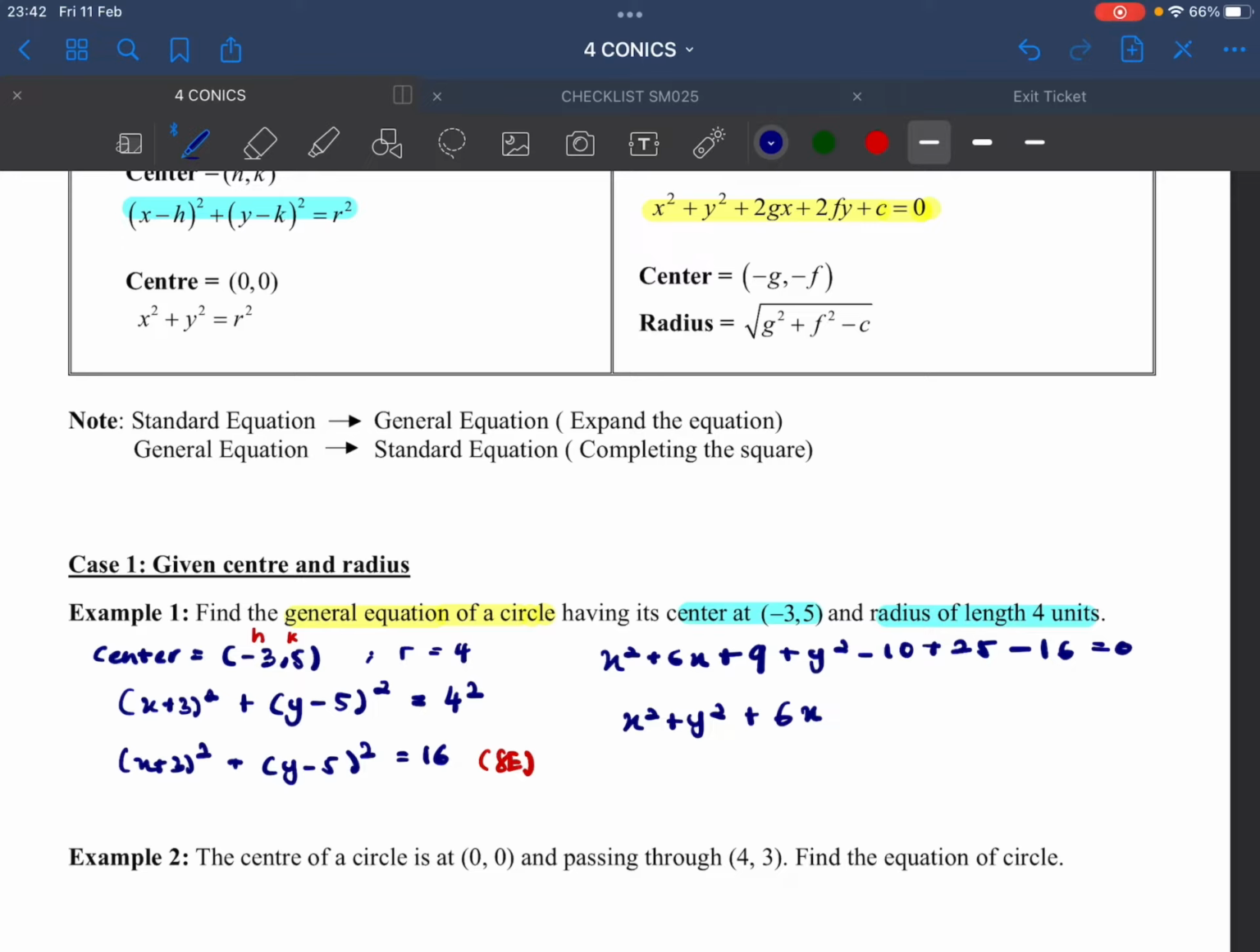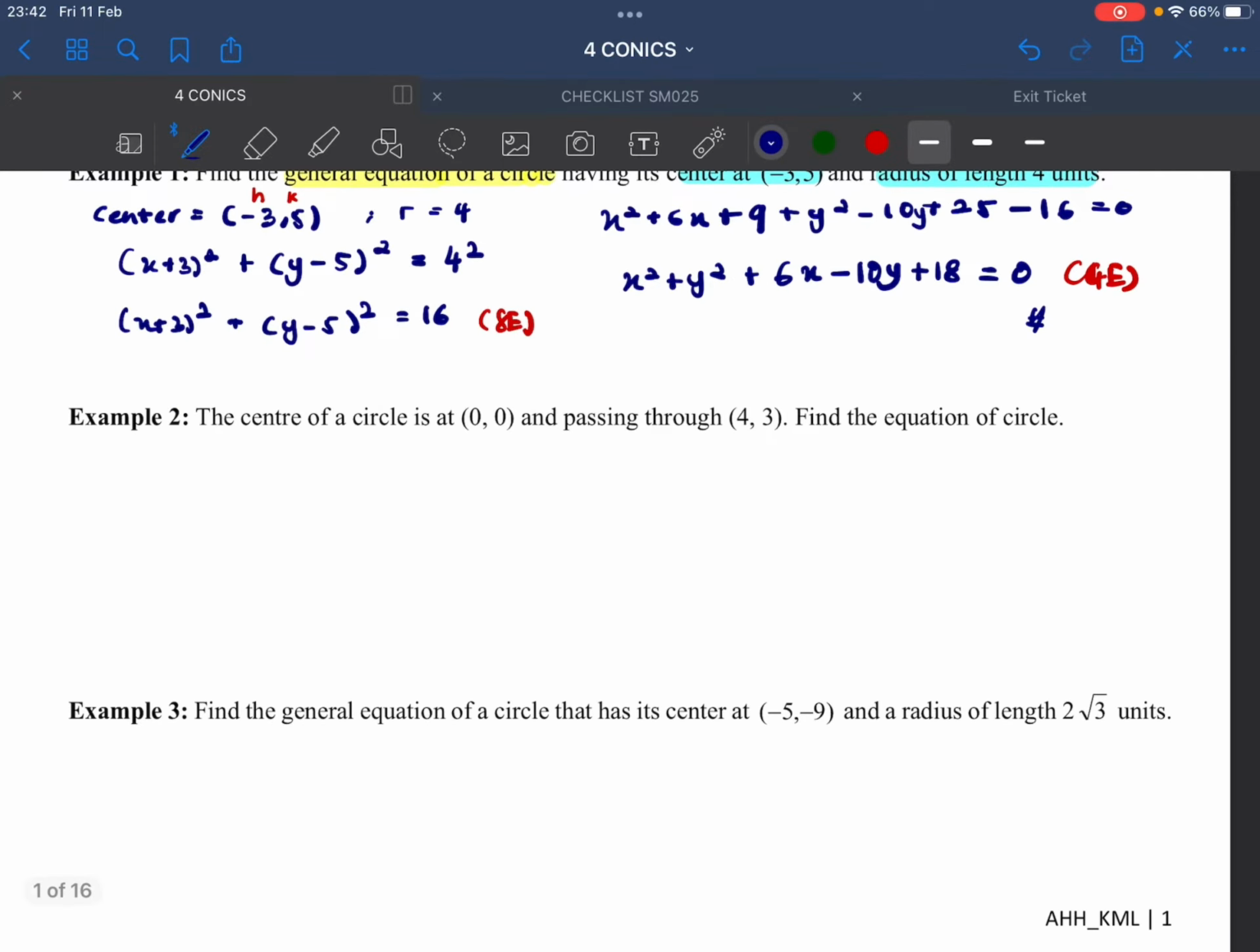Here we have minus 10y. So minus 10y. So we have 9 plus 25 minus 16, that's going to be plus 18. Okay, plus 18 is equal to 0. So that's it, your general equation. Okay, so it's easy. If the question gives you the center and the radius, substitute into your standard equation, then just expand. Okay, alright, so let's see the next example.